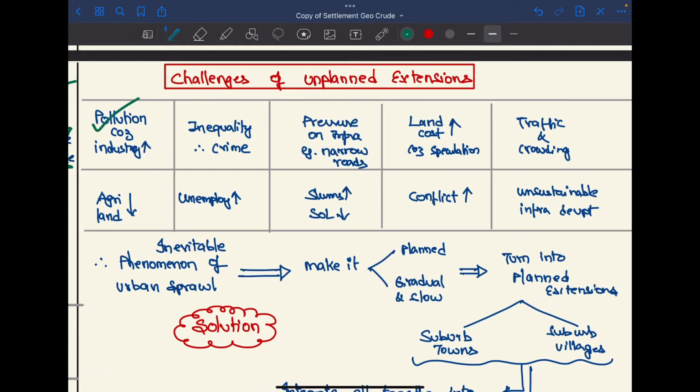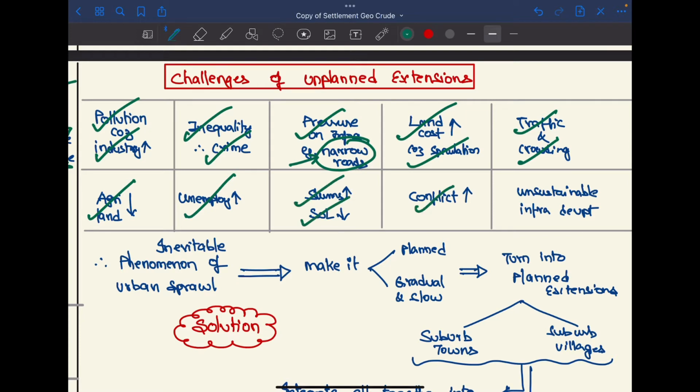Then we have the challenges of the unplanned extensions. First one, there will be high pollution because industry will be high in these areas. High inequality will lead to high crime. Pressure on infrastructure like narrow roads and high traffic. Land cost will be high because of speculation. Traffic will be high. Crowding will be high. Agricultural land will fall down. Therefore, unemployment will increase. Therefore, more conflict and also slums will result, and this will result in low standards of living. Unsustainable infra development will be there.